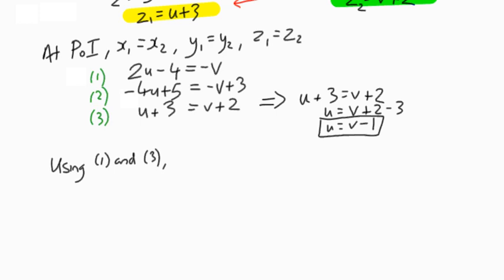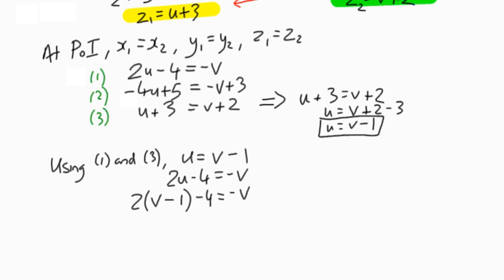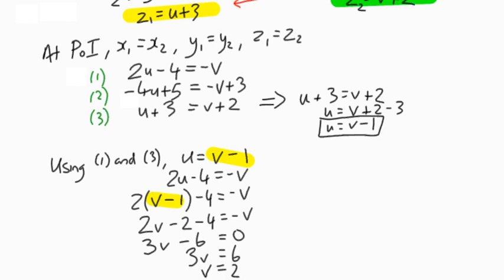We can say that u is v minus 1 and 2u minus 4 equals negative v. So substituting in, we can say that 2 times (v minus 1) minus 4 equals negative v. That's what I've done there: I've taken the v minus 1 and put it in for u. Multiplying out, 2v minus 2 minus 4 equals negative v. Adding v to both sides, 3v minus 6 equals 0. 3v equals 6, so v has a value of 2.